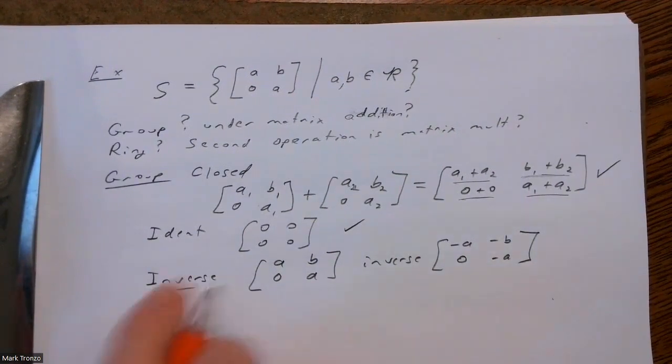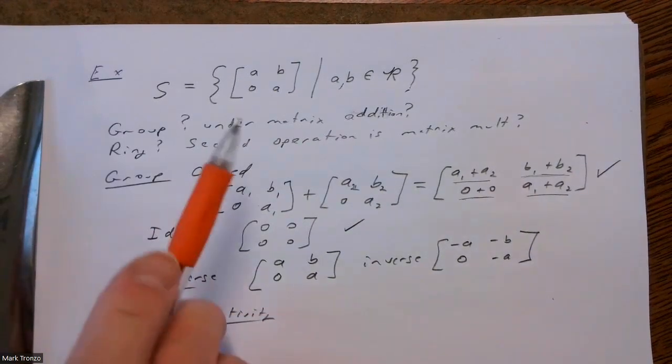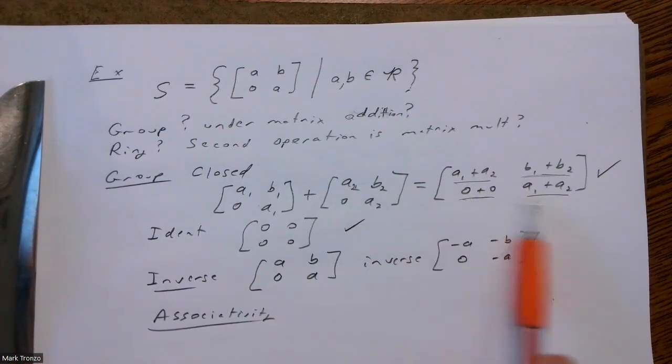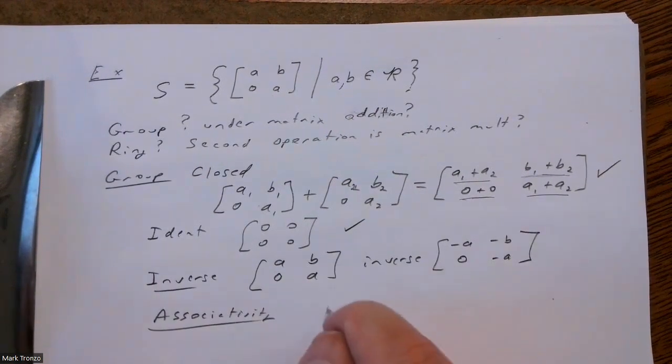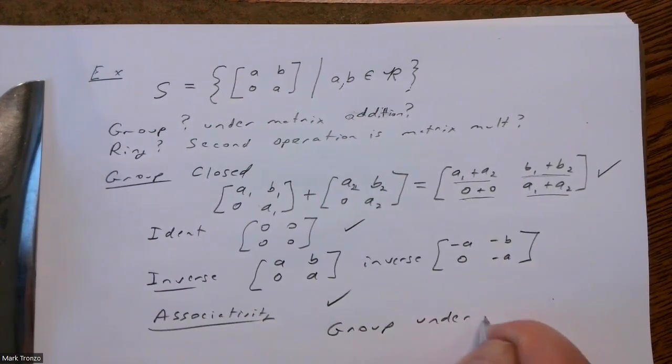And associativity, I won't go through, but that's going to work, because the associativity is really based on the fact that the real numbers are associative, since we're just associating them when we add the matrix. So this is a group under matrix addition.